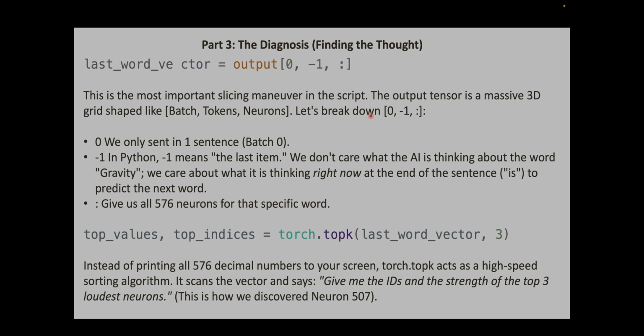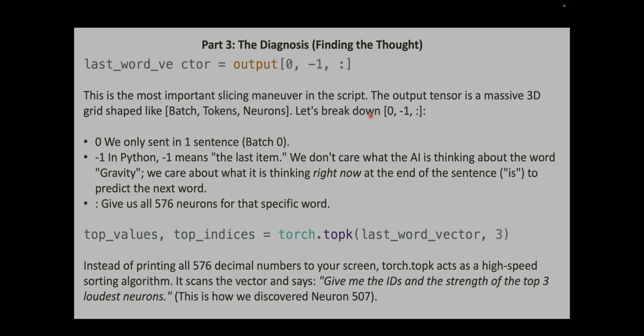So 0: we only sent one sentence, that is batch 0. Then -1: in Python, -1 means the last item. We don't care what the AI is thinking about the word gravity. We care about what it is thinking right now at the end of the sentence, "Gravity is." That's the input we are passing to the model, to predict the next word. And colon gives us all 576 neurons for that specific word.